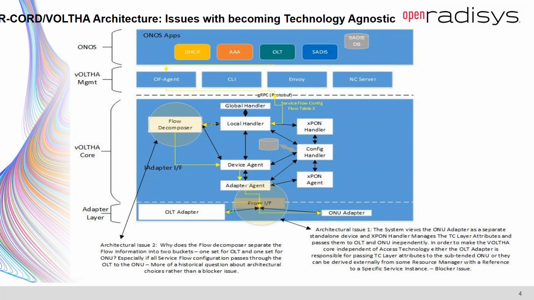Okay, Sean, you said that currently the XPON handler ties the ONU and OLT together on the TC layer stuff, but in the service profile proposal, what will be used to tie them together? Can you explain that part again? So the TC layer parameters still need to be shared between the ONU and the OLT adapter. It's just a matter of where they get them from.